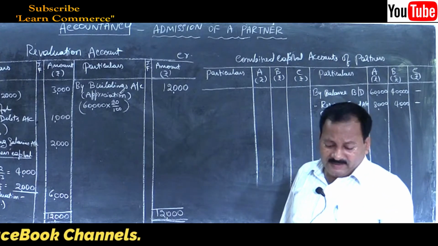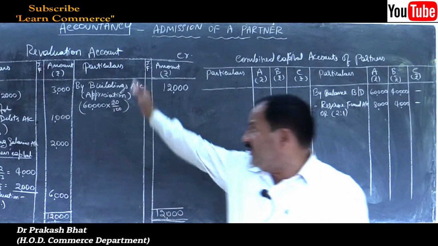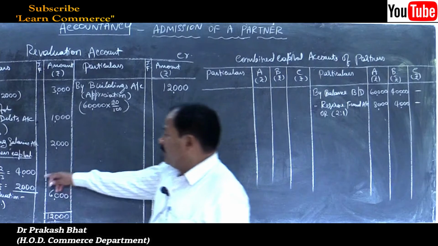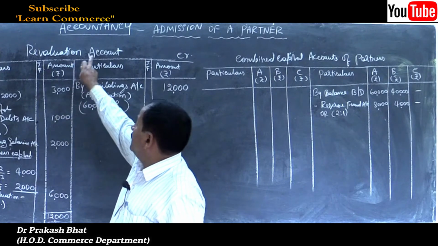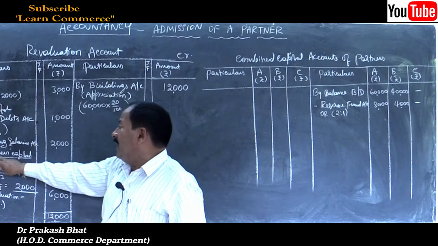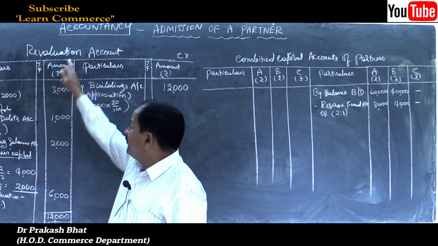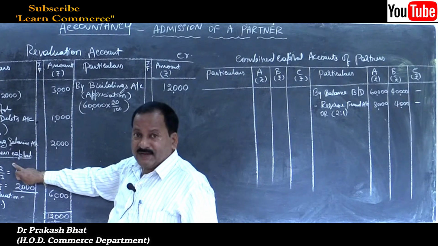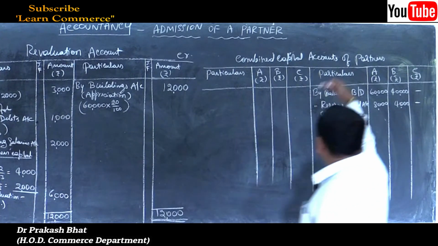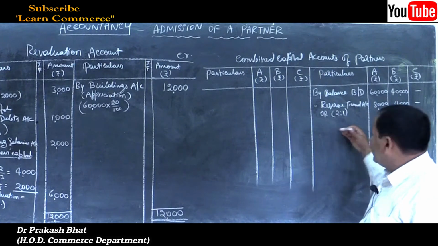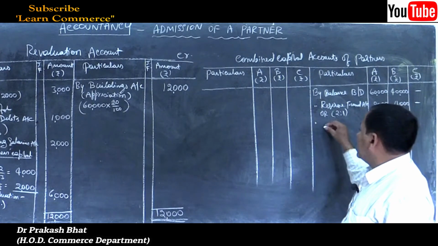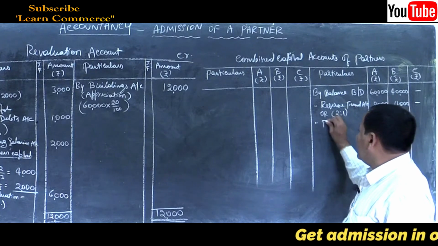Then next one will be revaluation account. There is a profit on revaluation. Entry will be revaluation account debtor to old partners capital account. So old partners capital account gets credited by revaluation account. So on the credit side, ditto mark by revaluation account.